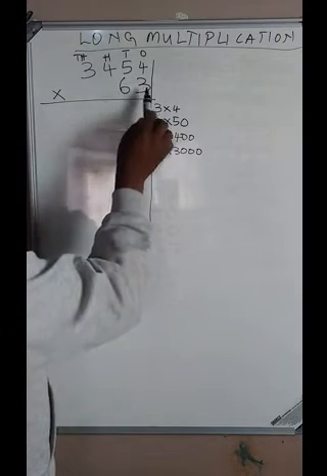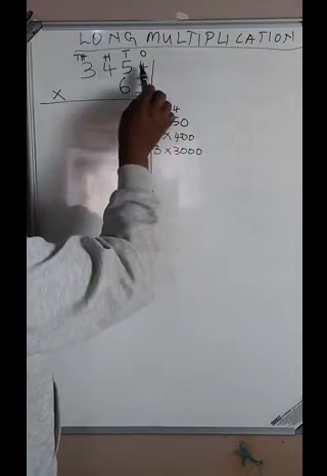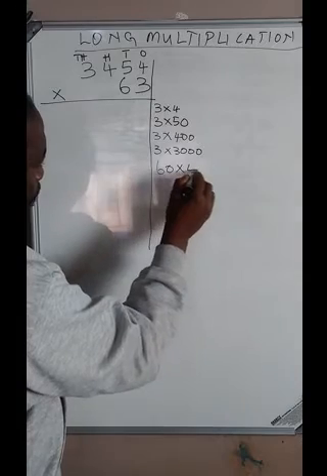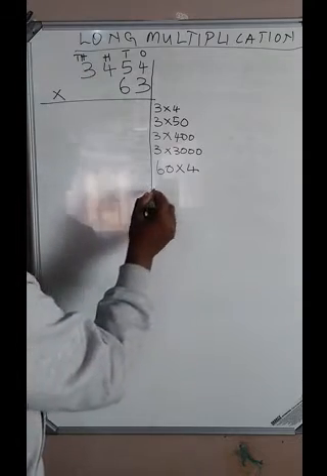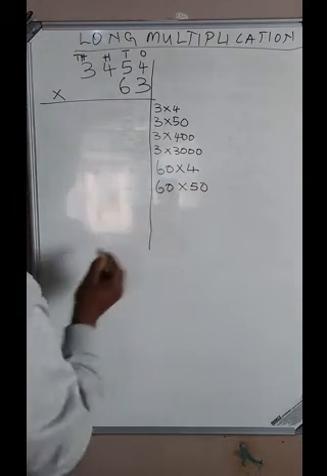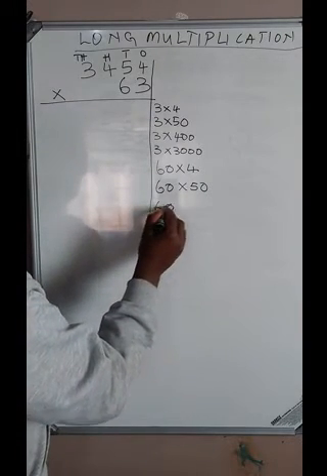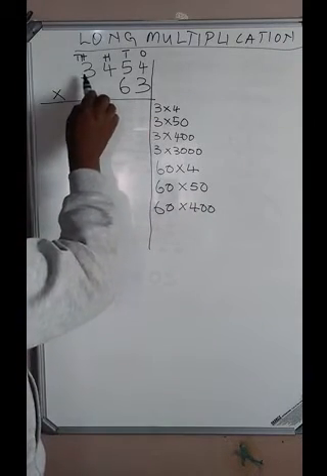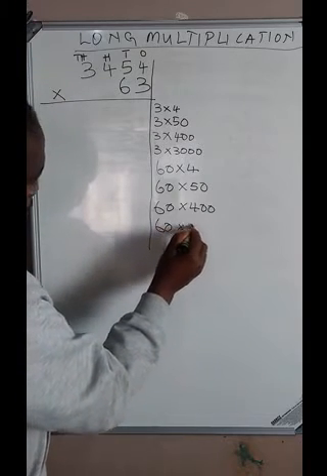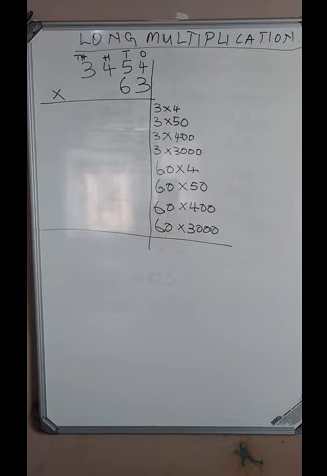So now it means we are going to say 60 multiplied by 4. And then we say 60 multiplied by 50. And then we say 60 multiplied by 400. And then we are going to say 60 multiplied by 3,000. And then once we have done that, then everything becomes easy.